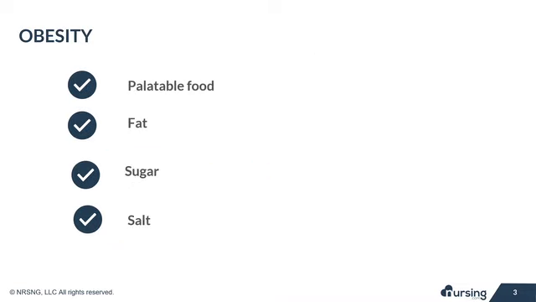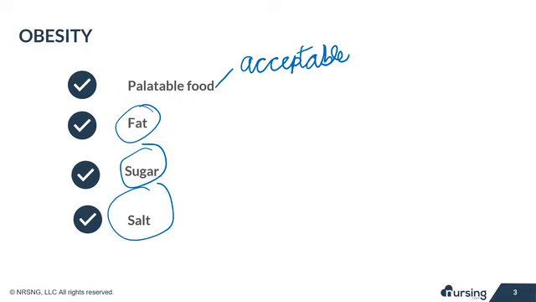Palatable food is food that has been described as acceptable or very pleasant to taste. Some common ingredients with palatable food are fat, sugar, and salt. And when these are in foods, and especially combined, they can override the hunger and satiety signals, which can lead to overeating of these types of foods.